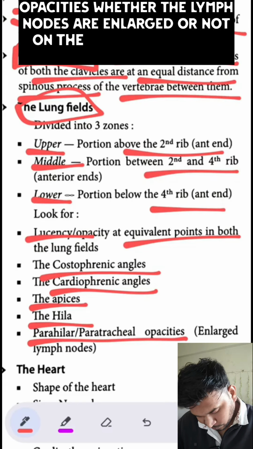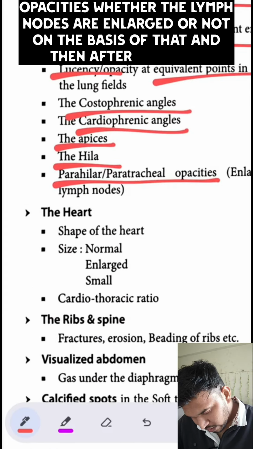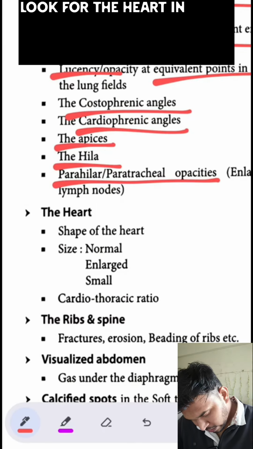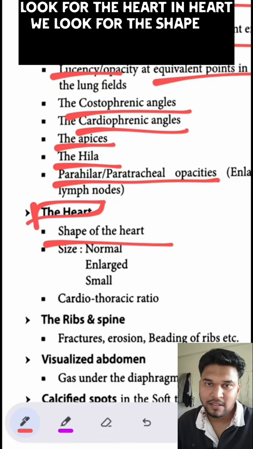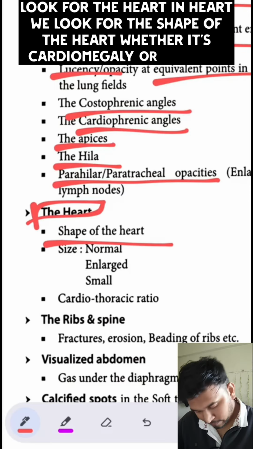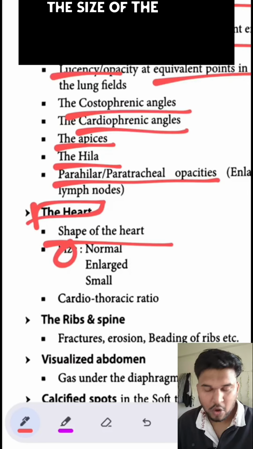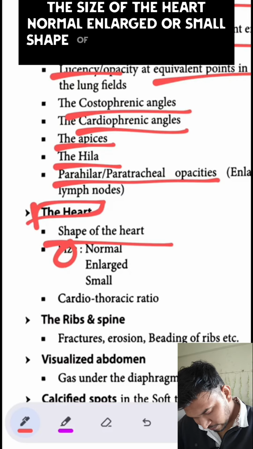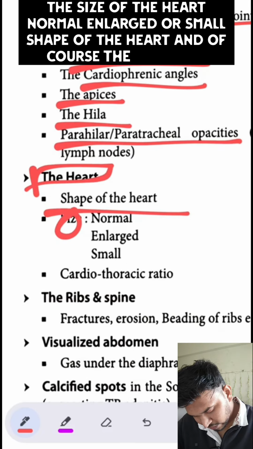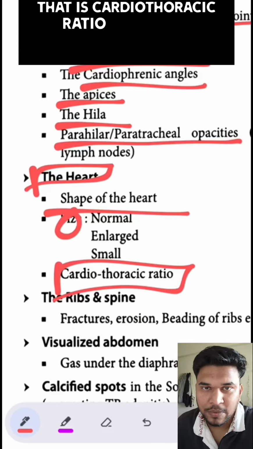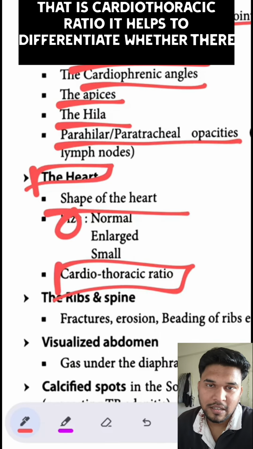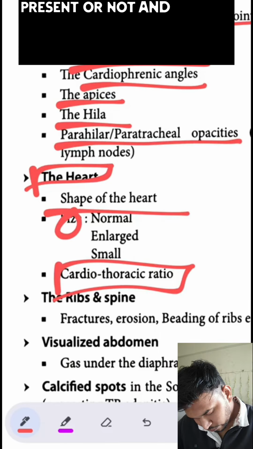And then after the lungs, we look for the heart. In the heart, we look for the shape of the heart, whether there is cardiomegaly or not. And then the size of the heart, normal, enlarged or small. Shape of the heart, and of course the CTR, that is the cardiothoracic ratio. It helps to differentiate whether cardiomegaly is present or not.